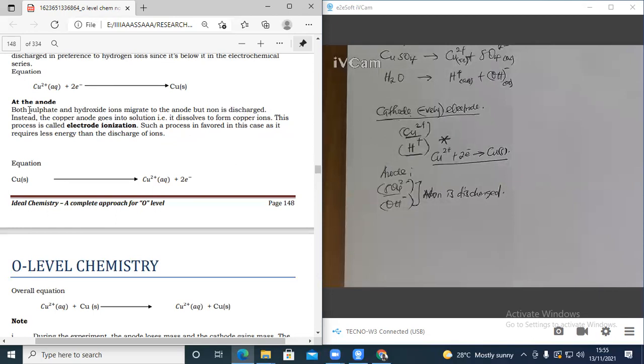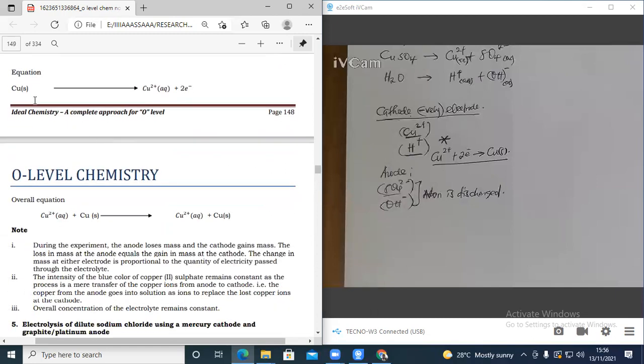And it goes and attaches itself to the other extra anode that was there. So it produces more copper ions to be attached to the other side. So you produce more copper solid on the cathode, and then this other one disappears in solution. So we expect to see this copper solid turning into aqueous solutions. At the end of the day, the overall equation is as this.